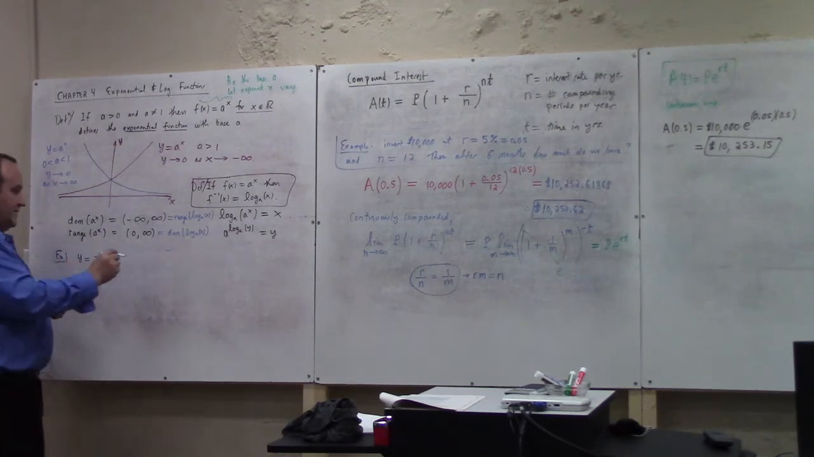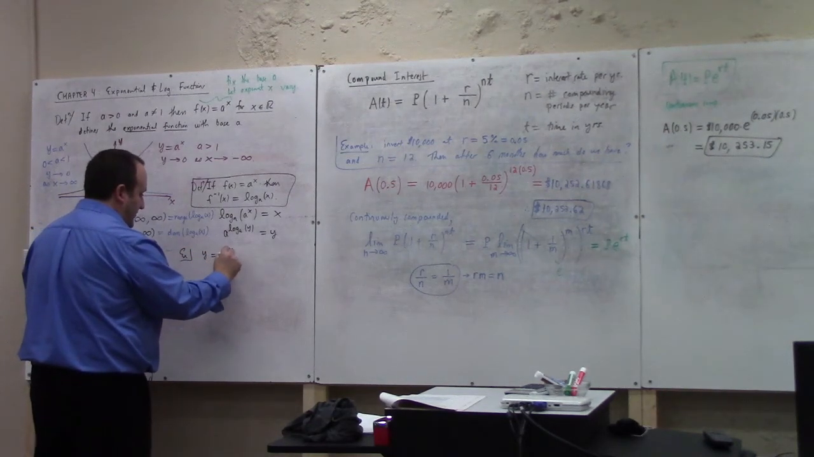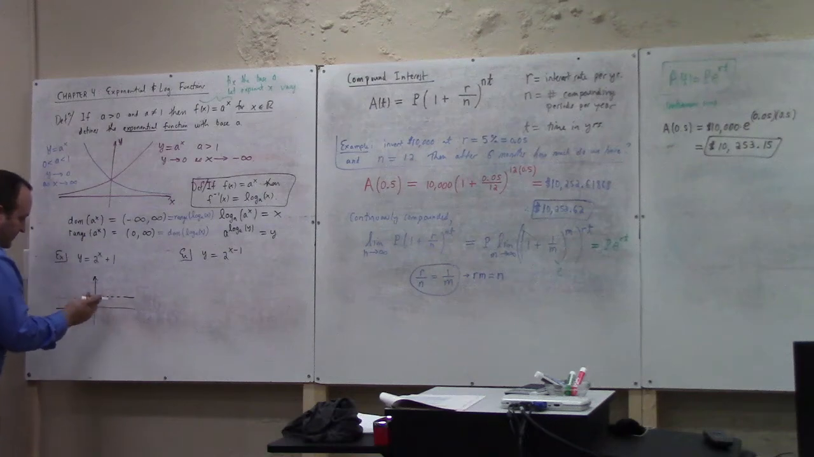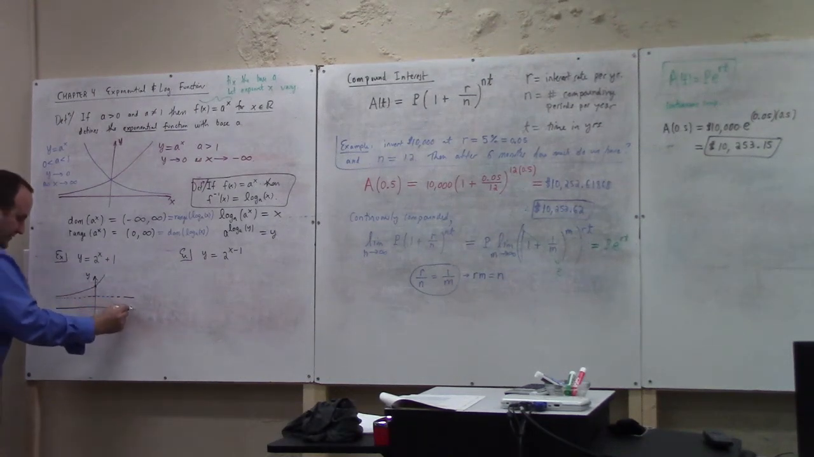Or could you graph y equals 2 to the x minus 1? If you think about that, you should be able to take the basic graph that we already studied and shift up one to get this one, right? It basically takes the 2 to the x function and pushes it up one. So roughly speaking, this is a picture of it.